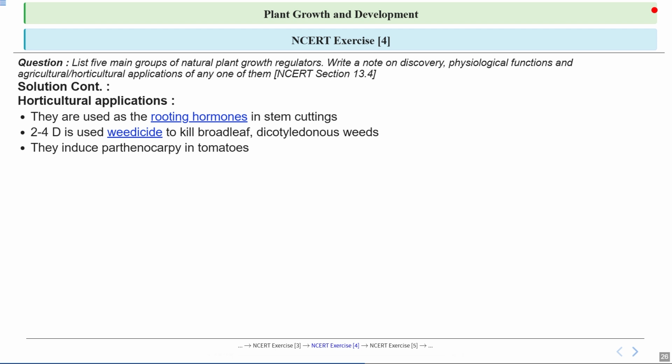It can also induce parthenocarpy in tomatoes. This means that they can produce seedless tomatoes, which are often preferred in the market, and it's a way to get fruit without the need for pollination or fertilization. Auxins are also used to promote flowering in crops like pineapple and lychee. By applying auxin at the right time, farmers can encourage these plants to flower more uniformly, which helps with harvesting and improves the yield.